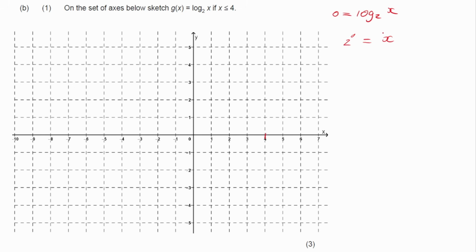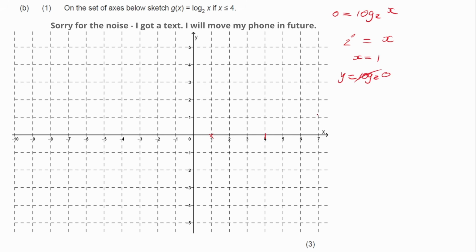And log 2 base 2 will cancel and we get x. So we have x is equal to 1. So we know that here is our x-intercept. All right. And to solve our y-intercept, we set x is equal to 0. So log 2 of 0. But this gives us a math error. This is impossible. Okay, if you put this in the calculator, you'll get a math error. So this is impossible. So we can never have a y-intercept.